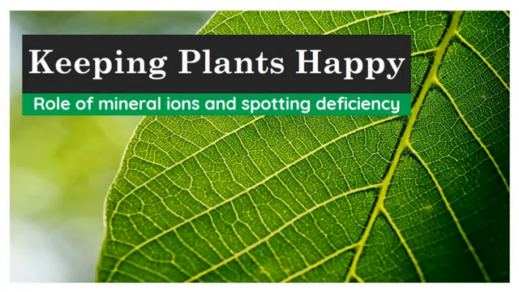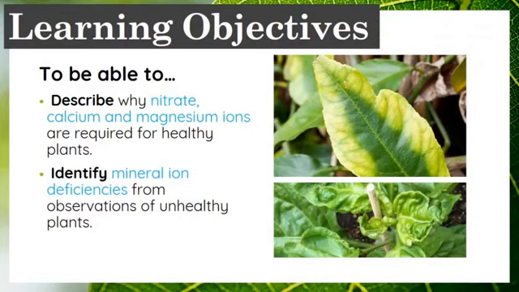Hello everyone! Today's lesson is going to be looking at the role of mineral ions and deficiencies in plants in order to keep them happy. So, our two goals for today are to be able to describe why nitrate, calcium and magnesium ions are all useful for keeping a plant nice and healthy. And the second part is identifying mineral ion deficiencies from observations or pictures of unhealthy plants.